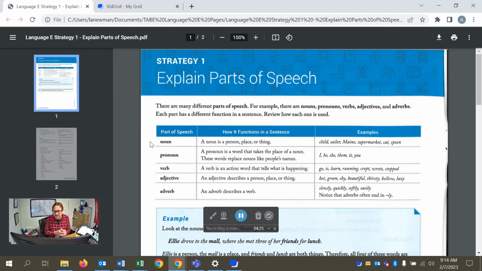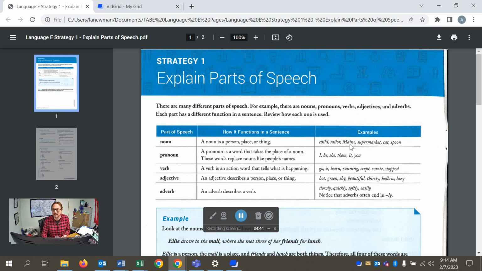But the first part of speech is the noun, which I'm sure you learned early on. But to remind you, the definition of a noun is a person, place, or thing. We have some examples of what those can look like here. We have child, sailor, both of which are examples of a person.